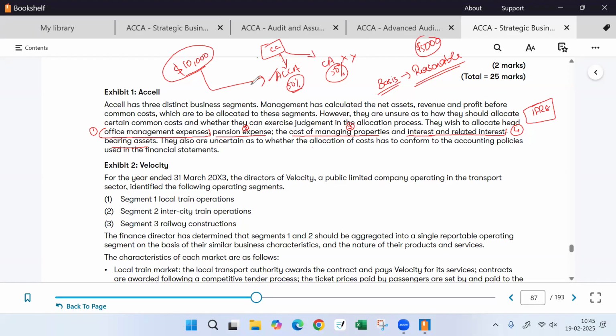Right. So the standard says that all you need to do is to provide a reasonable way to allocate the cost to these segments. So let me give you an example. Head office management expenses. How will you allocate the head office management expense? On what basis can we allocate head office management expense? Try to think. What is the way we can allocate it? Equally? On what basis?